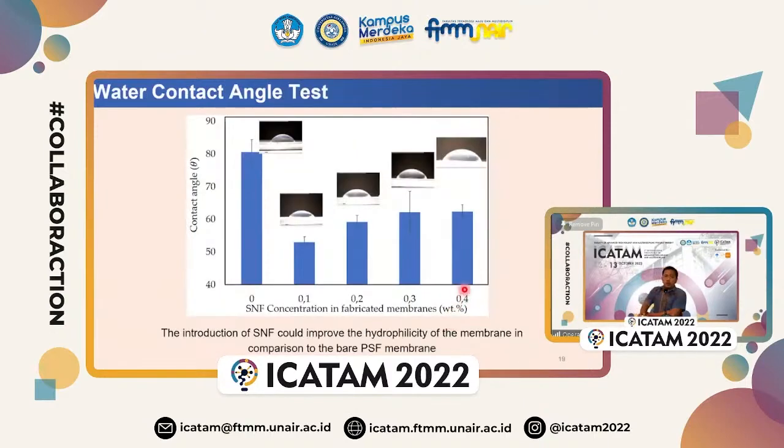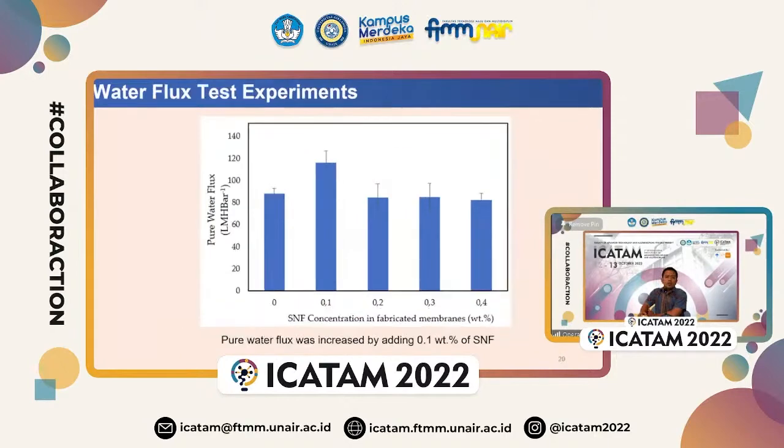And for the water contact angle test, we got the result nicely. By having 0.1 weight percent of silver nanoparticle, we can have a more hydrophilic membrane. This is good, because when we have this very low contact angle, it means the water will just pass through the membrane without staying on the surface. And for the pure water flux test, the 0.1% silver nanoparticle increases the pure water flux, which means we can have a higher flow rate compared to the membrane without silver nanoparticle, or with a bit more percentage of nanoparticle.